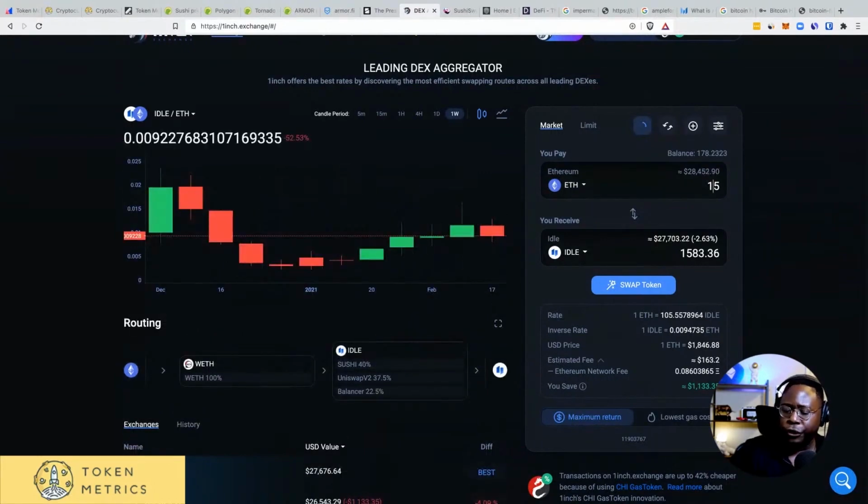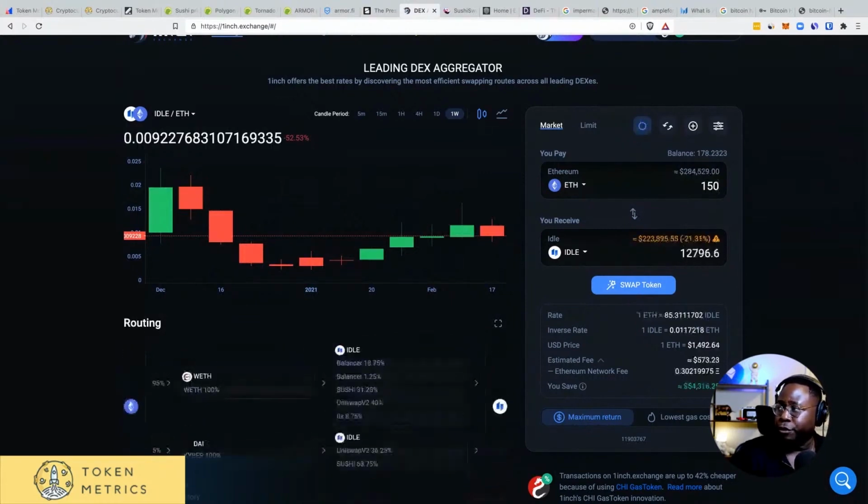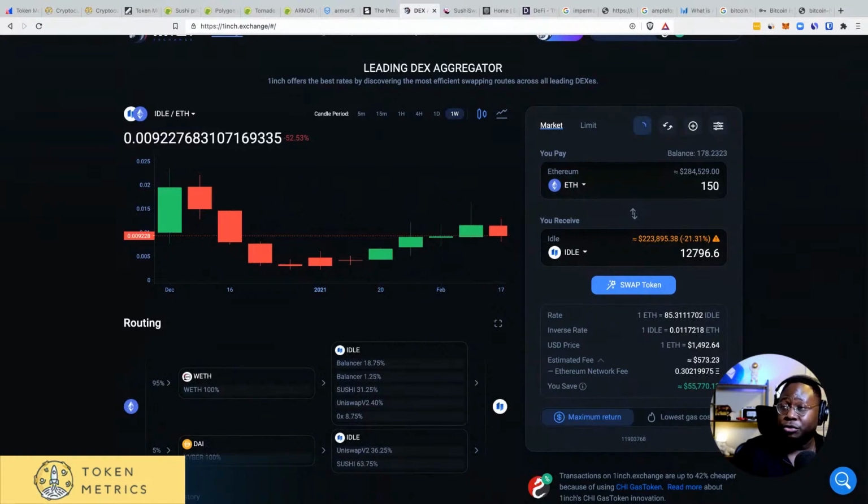But this is good to know because as you put in larger orders, if you're trying to sell 150 Ether to buy IDLE, you'd lose 21% just on this trade, just by buying, because of the slippage, because there's no liquidity here.